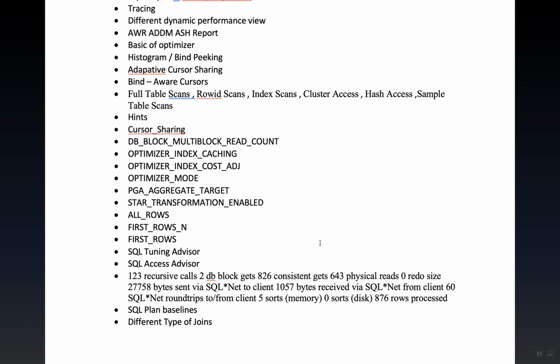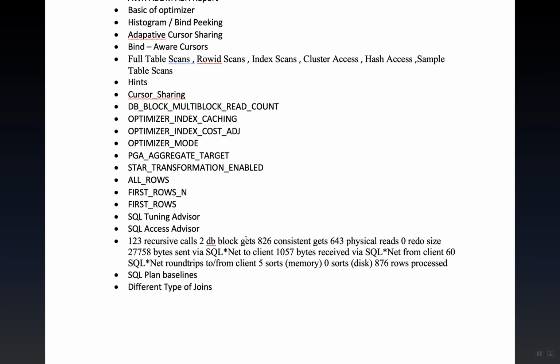SQL access advisor. I'm not able to recall exactly, but it will help in deciding that if you use some hints or something, you can alter the explain plan access path. Okay. So instead of a nested loop, you can go to the hash join or vice versa.